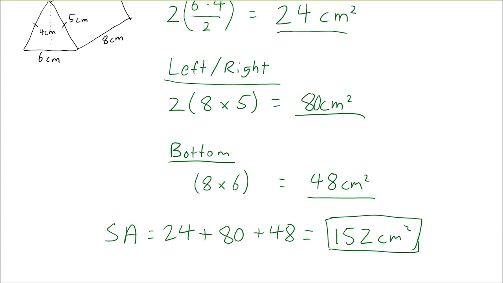There you go. So to find the surface area of a triangular prism, we actually use the exact same tactic that we learned last time. We calculate the area of each of the surfaces, then just add them up together.